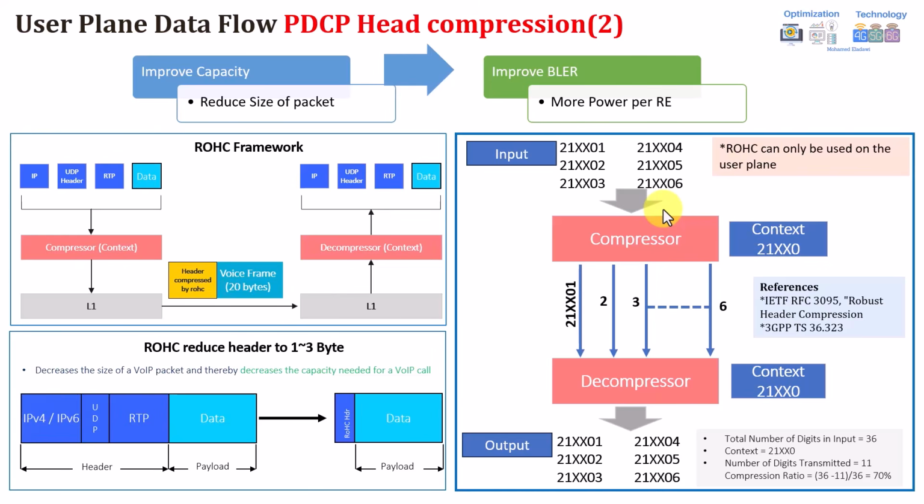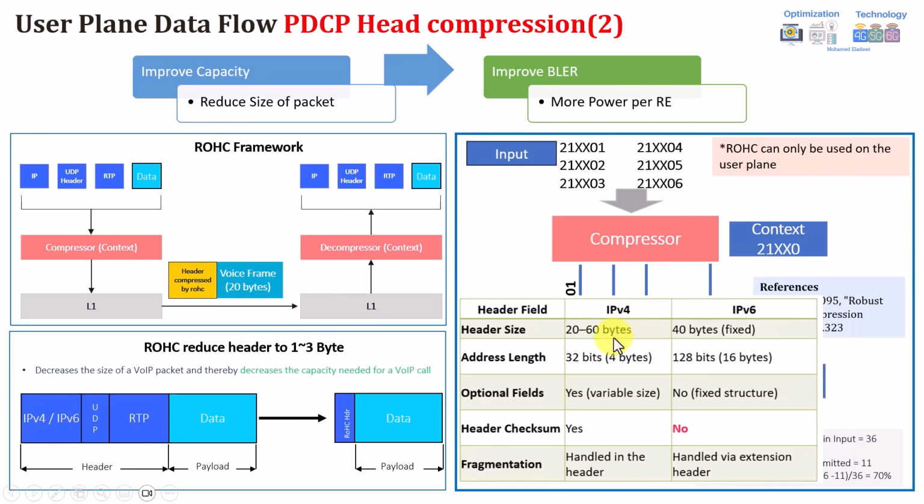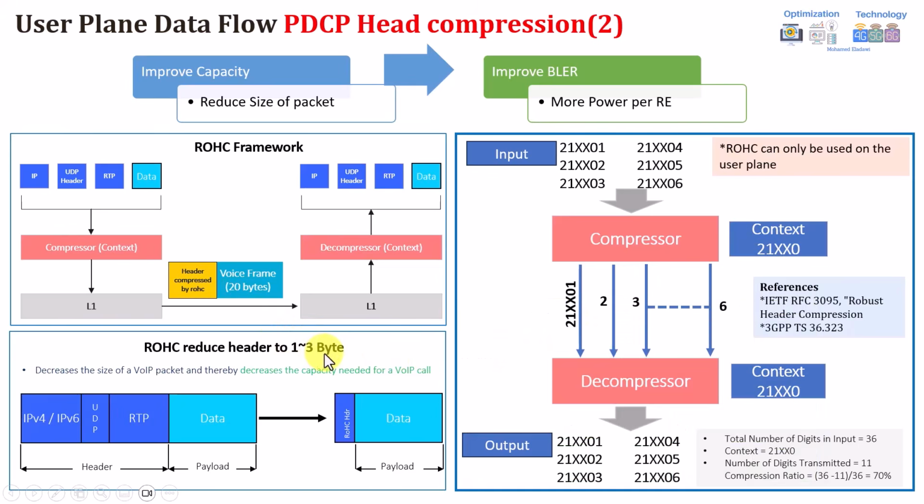You can compress, for example, the IP header, usually for IP version 4 and IP version 6. You can see that IP version 4 is up to 60 bytes, and IP version 6 is 40 bytes. If you decompress this one, this can go down to only 3 bytes. So assume now if you have low packets, this will be very useful for that.